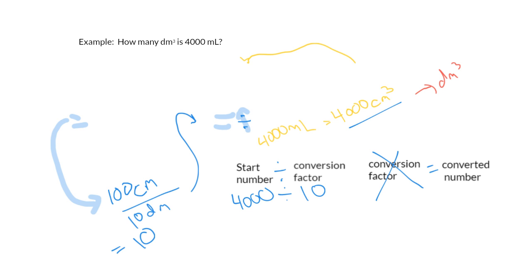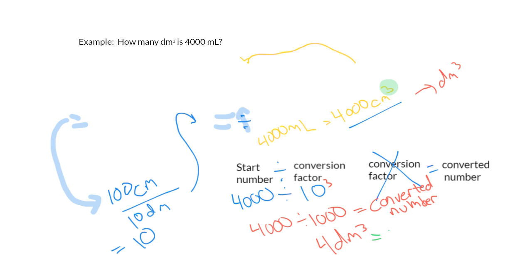But remember, we need to be careful. This is in cubic, so we have to cube our conversion factor, which is going to be 1,000. So it's 4,000 divided by 1,000. And that's going to equal our converted number. Our converted number is then 4 decimeter cubed, which equals 4,000 milliliters. I hope this helps.